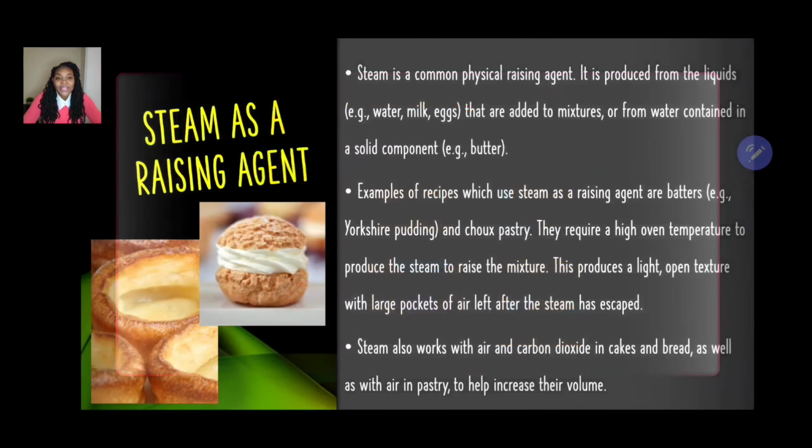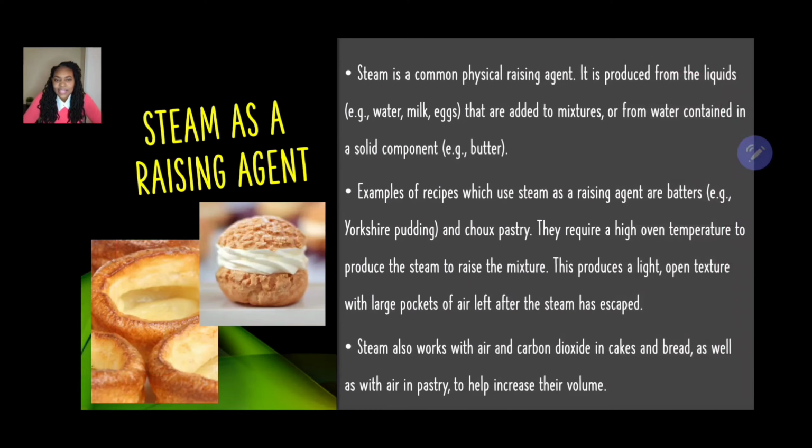Good. All right, now let us look at how steam acts as a raising agent. Steam is a common physical raising agent. It is produced from liquids, for example water, milk, or eggs, and these are the liquids that we may use in a batter, right? Liquid is also derived from water contained in a solid component, for example butter, right?